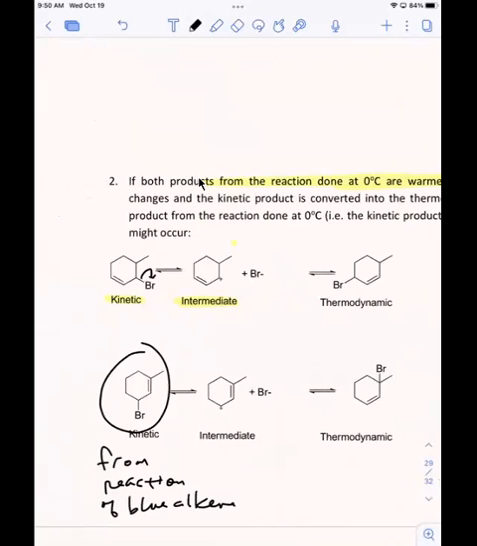Now, how do I get from the intermediate to the other product? How would you show that? Because the point is, if I have a product that was formed under kinetic conditions, I can warm it up and then get it to decompose back to the intermediate and then react again to become the thermodynamic product. That's the point I'm trying to make. So how would I show the intermediate going to that other product?